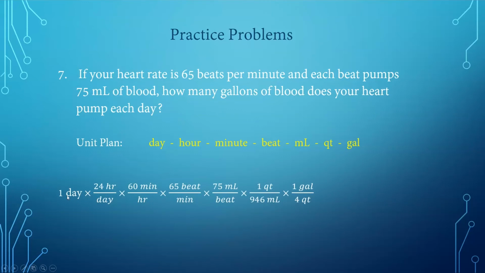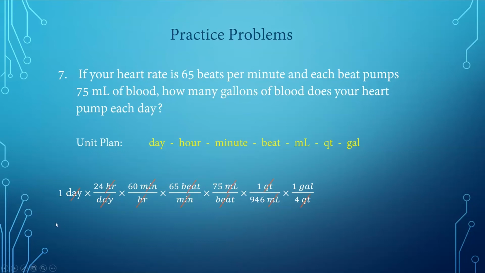So we'll start with our 1 day. We've got 24 hours per day, of course, and 60 minutes in an hour. Then we can use our heart rate to figure out how many beats, and we can use the pumping volume to figure out how many milliliters the heart can pump. And then we'll simply change milliliters into quarts and quarts into gallons using the conversions that we've already learned.